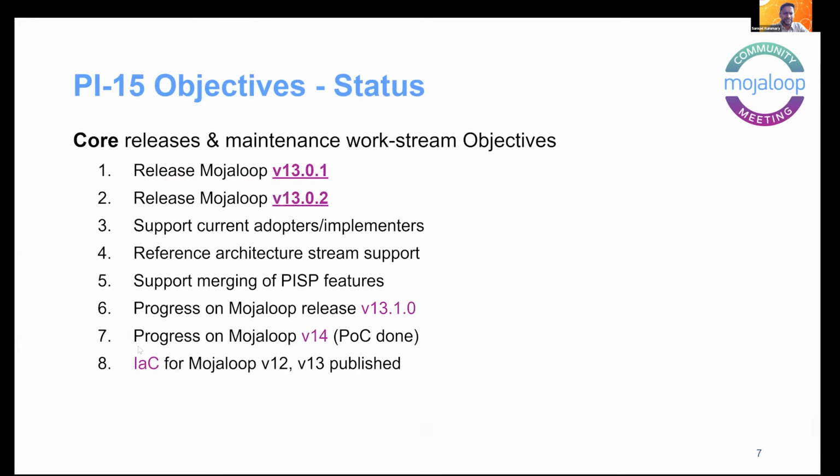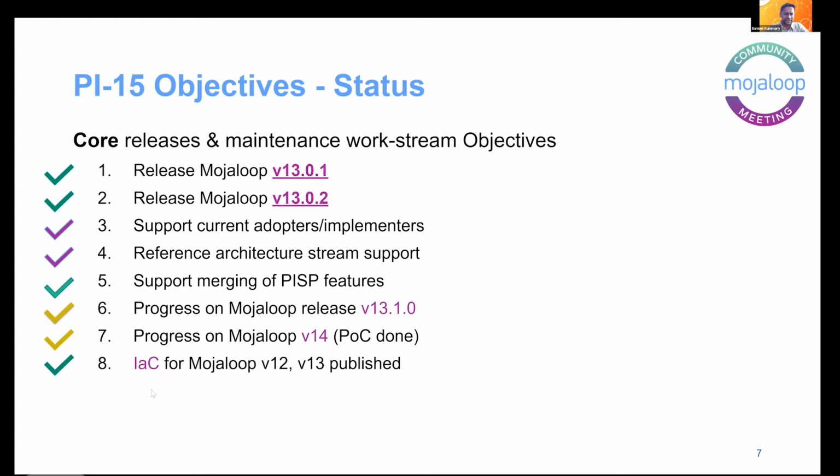So to see that clearly, we had 2 Mojaloop releases during this PI. We were able to support current adopters and implementers as they had several issues with things we'll go into detail later on. Things such as Burmese characters, Unicode characters that were different from normal other Unicode characters that you used previously, like the Spanish characters, accents, and things like that. And then obviously we saw in the reference architecture stream update about the support done there. We have the merging of PISP features done and support for that.